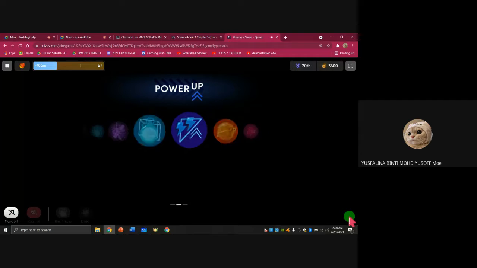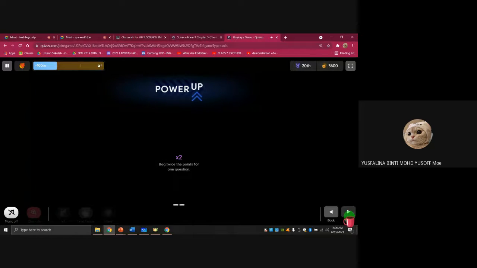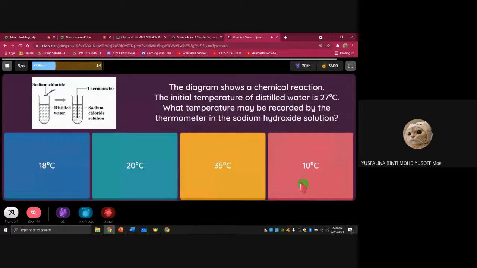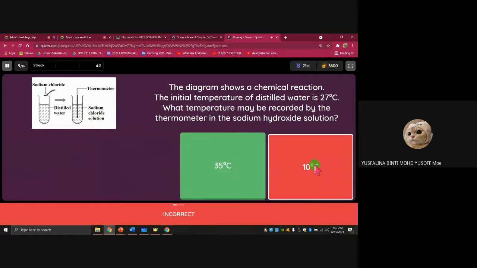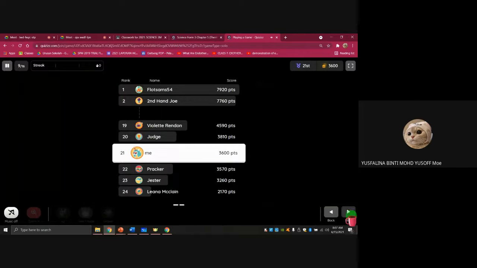Okay, so the next question I would like to call Yong Zi King. So the diagram shows a chemical reaction. The initial temperature of distilled water is 27. So what temperature may be recorded by the thermometer in the sodium hydroxide solution? This one is like the ammonium chloride, and just now we saw the video, right? They use the ammonium chloride and also the other one is the sodium hydroxide. So number 4. Okay, yes, so the temperature will be increased, right? Not decrease.